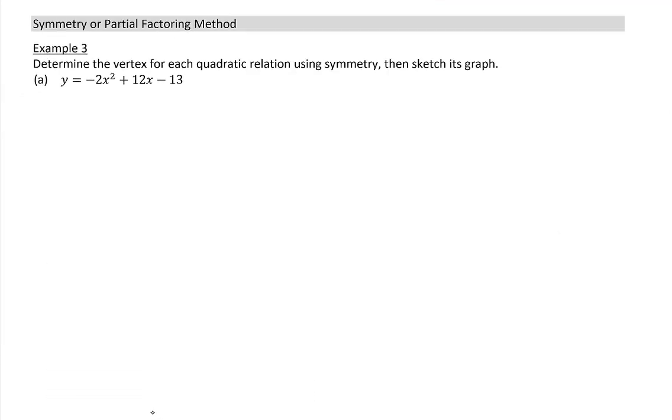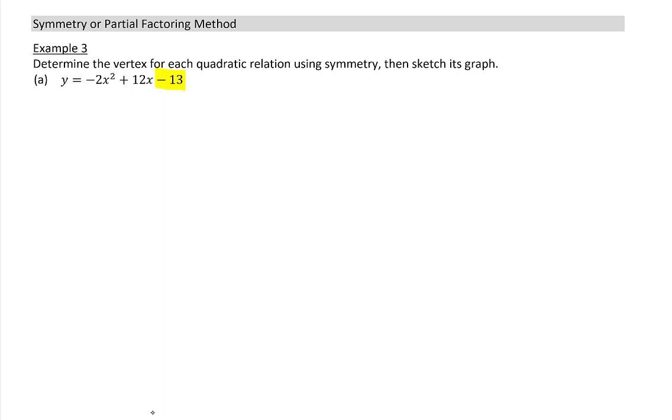So now we're going to look at a method that can find the vertex of a quadratic, whether or not it's factorable, and whether or not it has zeros. So this method is called partial factoring, or I like to call it symmetry. The key step is looking at that C value, -13.